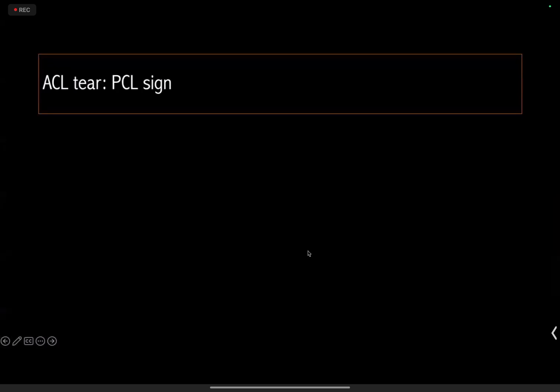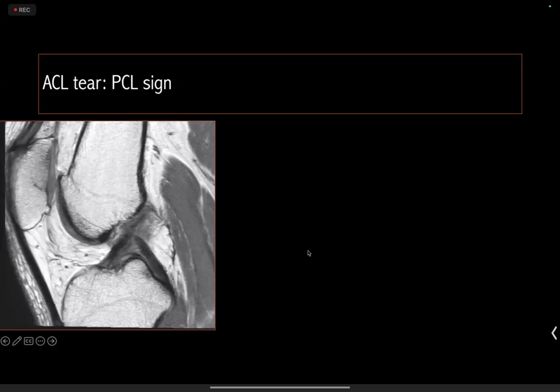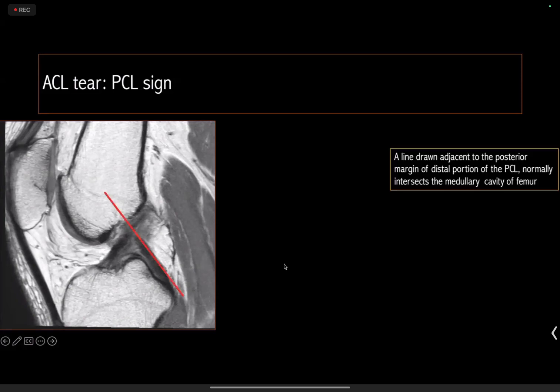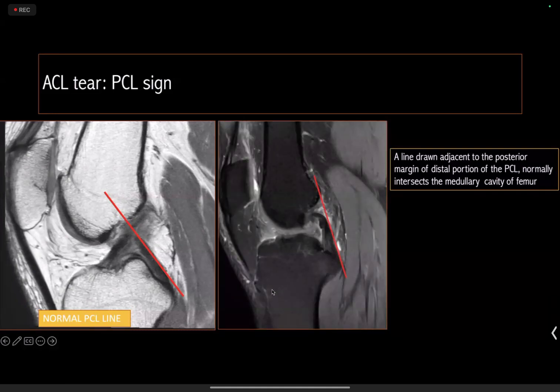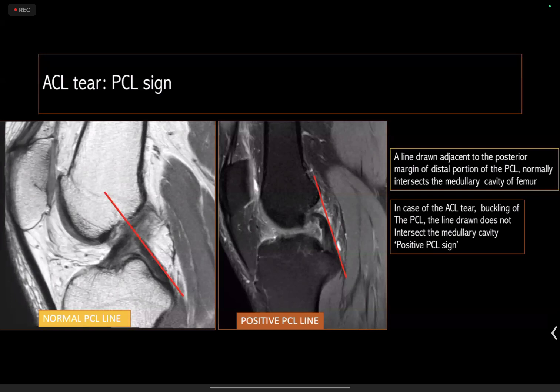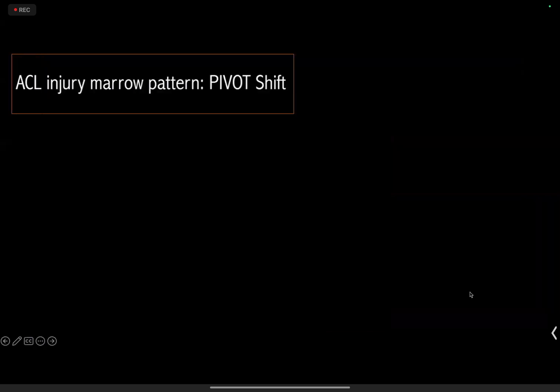Next comes the PCL sign. Again, we use it to understand the relationship of the PCL and the ACL. Here, a normal longitudinal axis of the PCL should be passing through, or intersecting, the medullary cavity of the femur, and that would be termed a normal PCL line. But in abnormal cases, the longitudinal axis will flow tangentially outwards, and it would not pass through the medullary cavity of the femur. So this would be a positive PCL sign, which helps us put across that there may be a possible ACL tear.